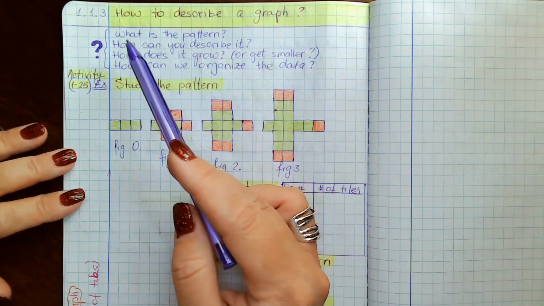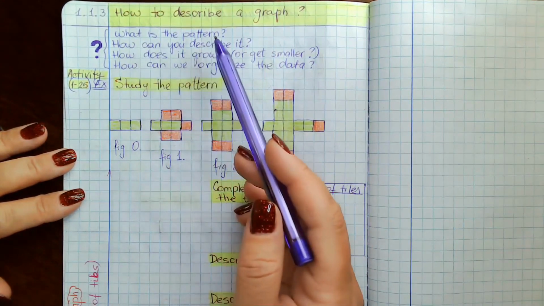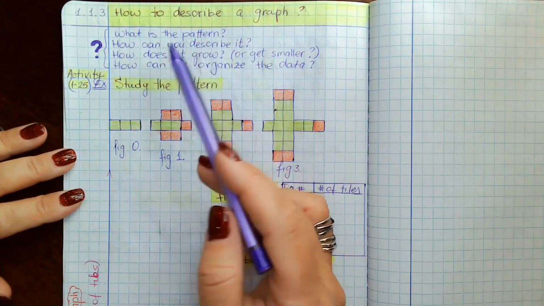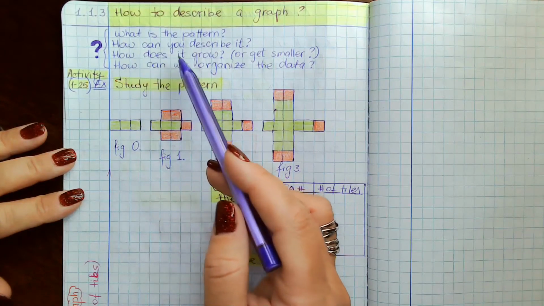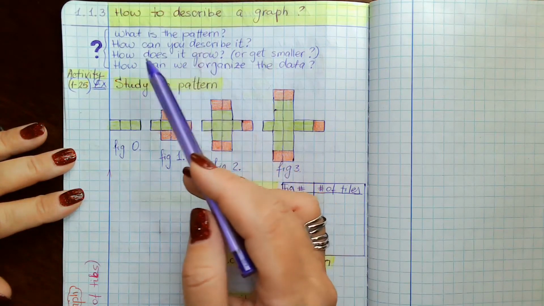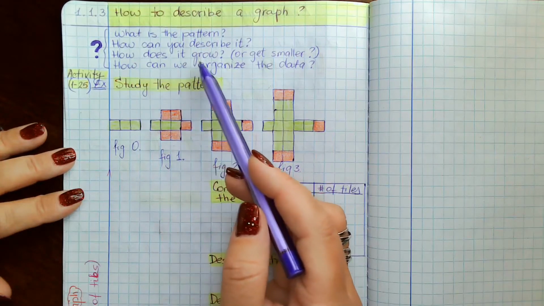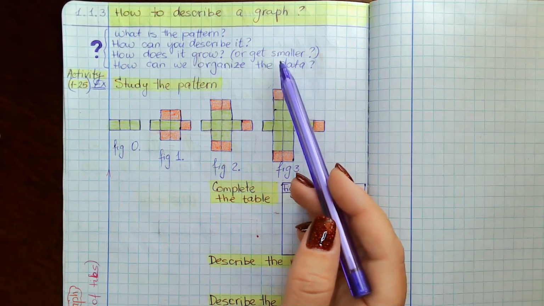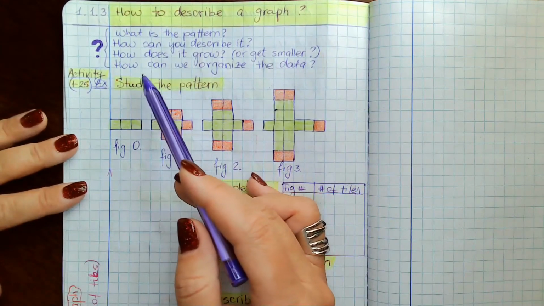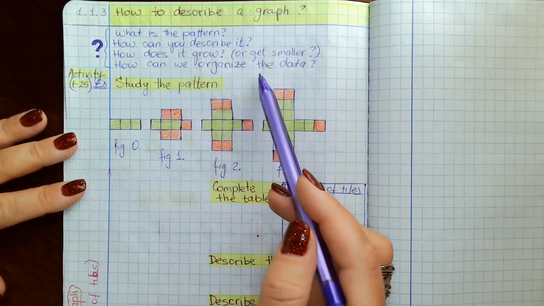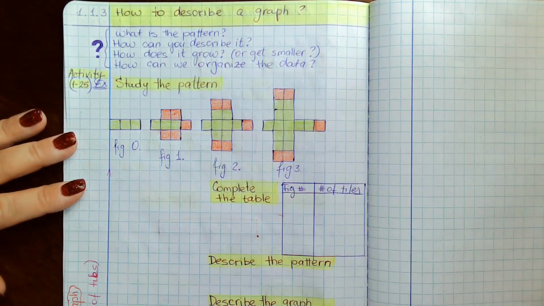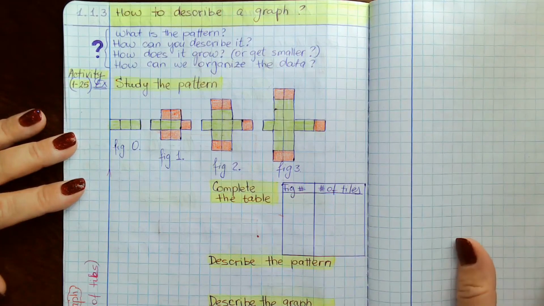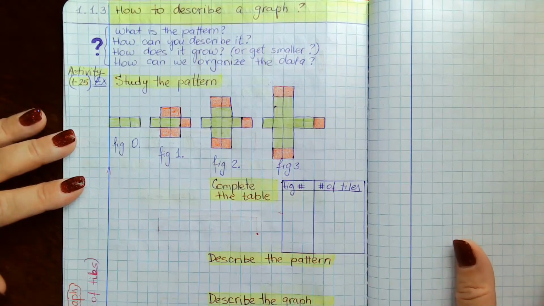So a few questions to consider. When we have a set of data, what is the pattern? So we'll try to notice a certain pattern. And then how can we describe the pattern if we notice it? How does it grow? Or sometimes, how does it get smaller? So the pattern can be going from a bigger figure towards smaller, smaller, smaller. Or how can we organize the data? So the organization can be in the chart, it can be in various ways. So I'm going to be using a chart today.